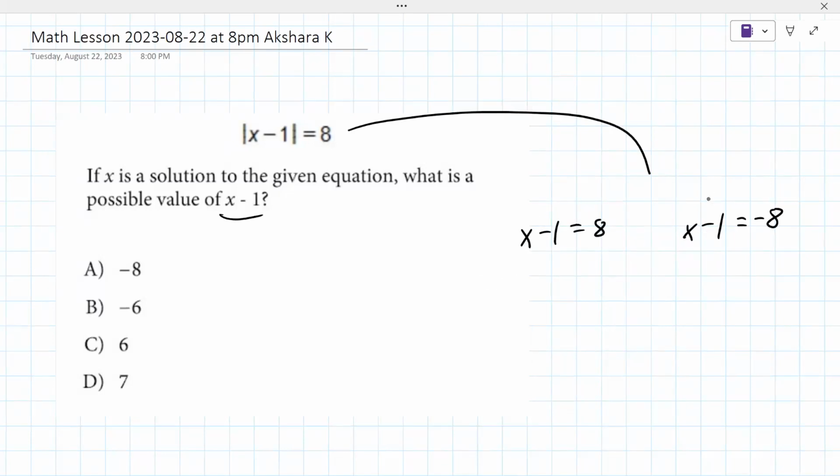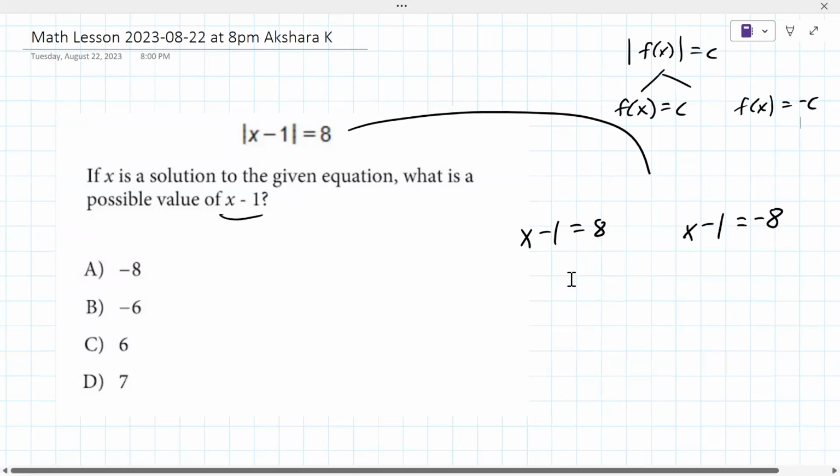Okay. So the definition here is that the absolute value of whatever's inside here equals positive C or equals negative C. Oh, okay. So it'd be X, because it would be X equals 9 and then X equals negative 9.